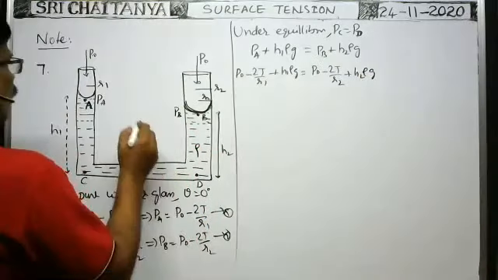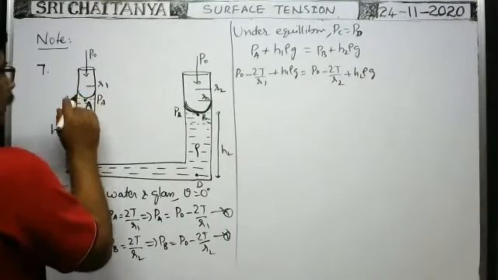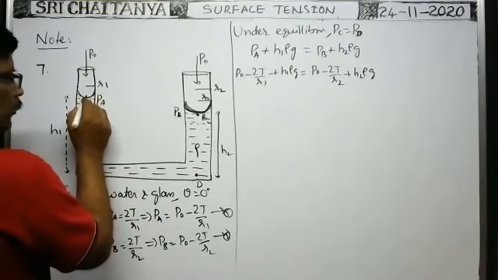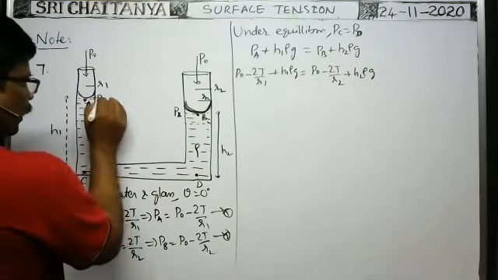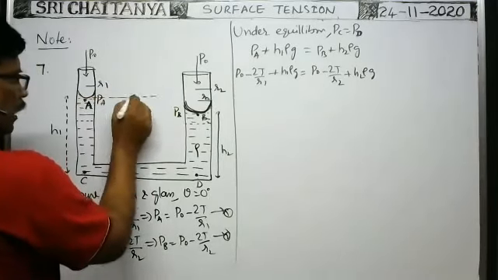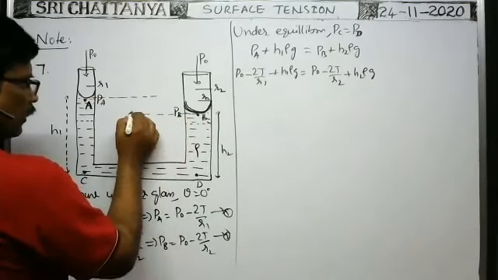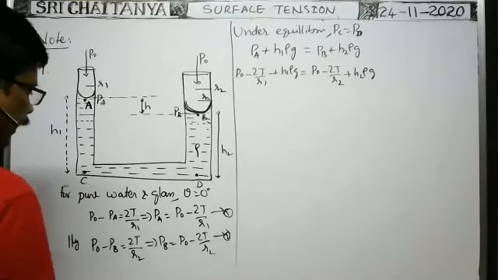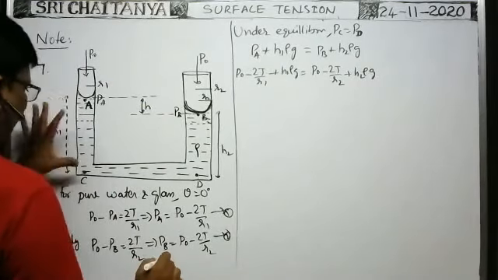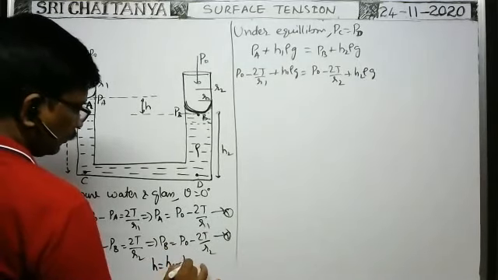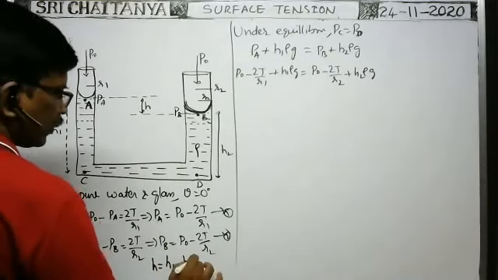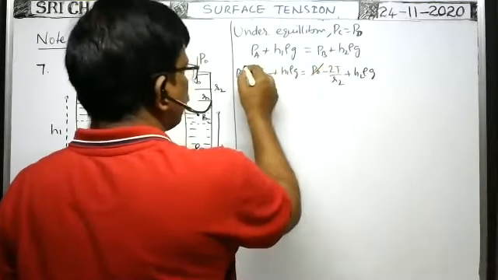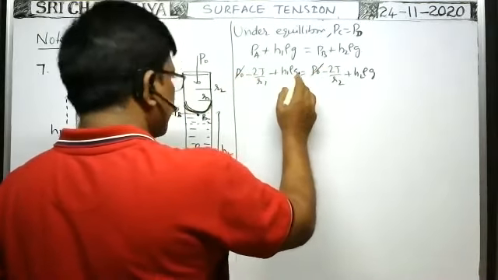Here the question is, what is the difference between the vertical heights of the liquid columns in the two tubes? Here the meniscus is up to this level, and here the meniscus is up to this level. So the difference in heights is this one, H, which we have to calculate. As H1 is greater, H1 minus H2 is equal to H. Here P naught cancels. We need H1 minus H2.